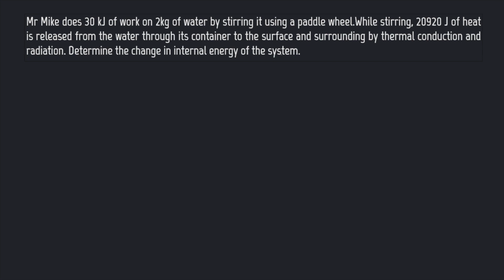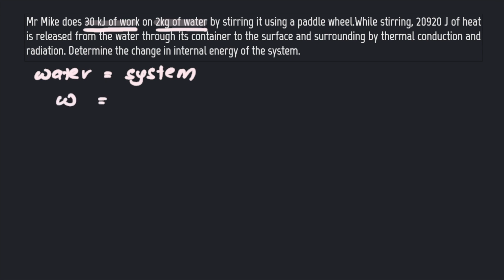Alright, so if you look closely at the question, it states here that 30 kJ of work is being done on 2 kg of water. Therefore, we can consider that the water is equivalent to the system, right? Work is being done on the system. So work should be positive, right?